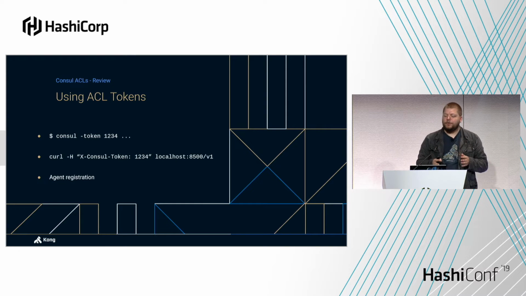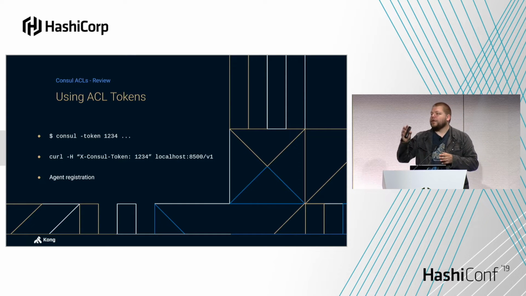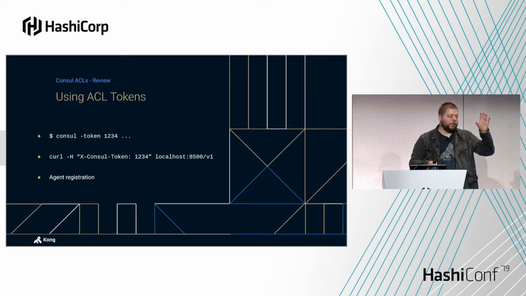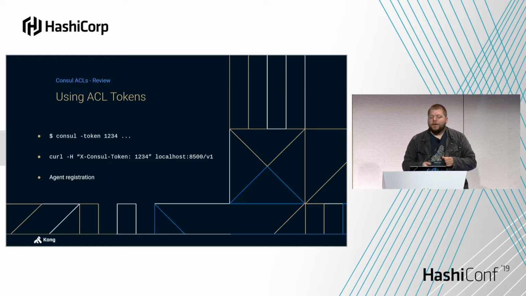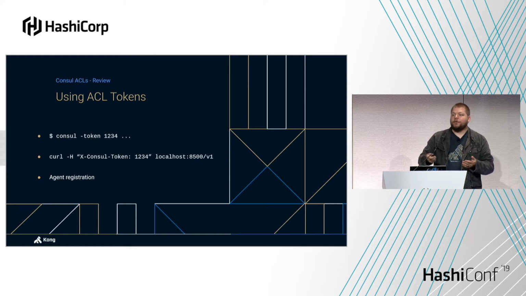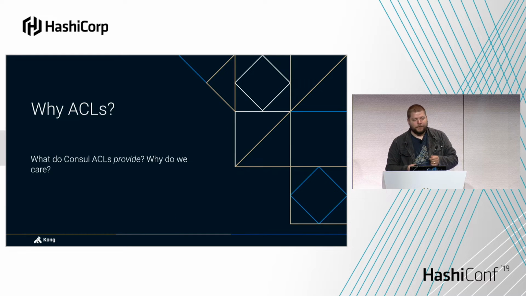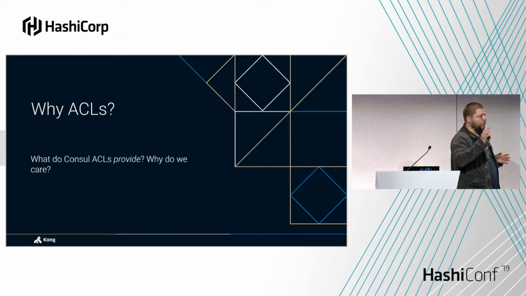Once a token has been issued, it can be leveraged by sending it alongside a request, again, either through the CLI with the token flag or in an HTTP request header. Tokens can also be assigned to an agent through the config file or through commands on the agent API at runtime. So it's important to ask ourselves why.